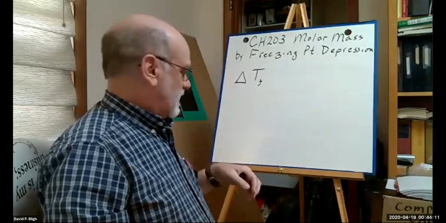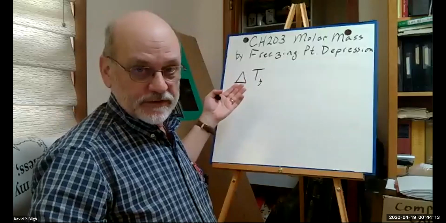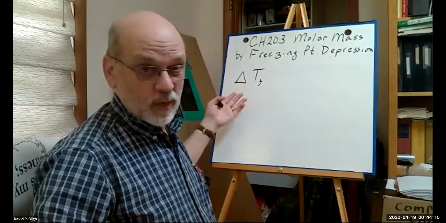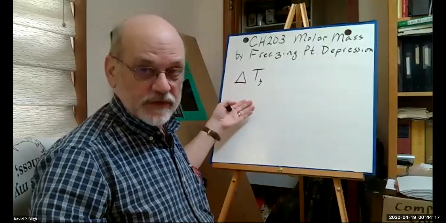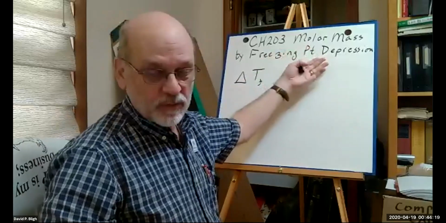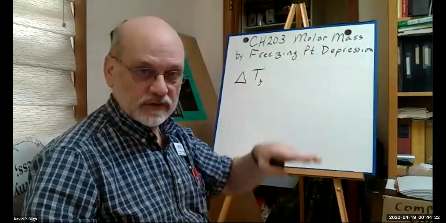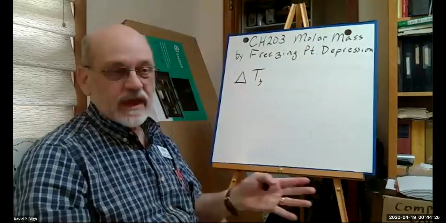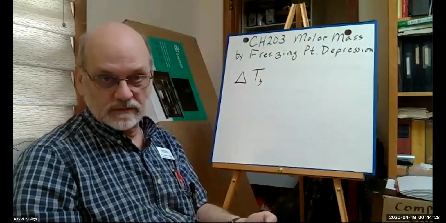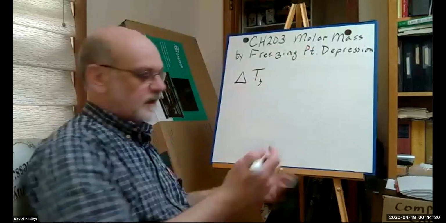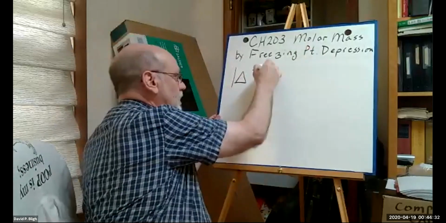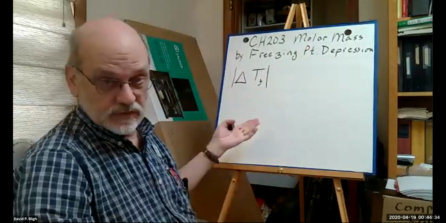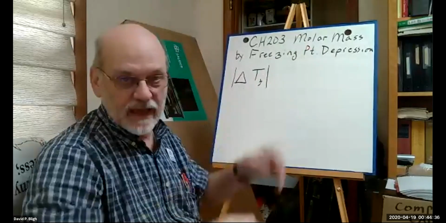Now, the interesting thing about this difference is it doesn't matter what the sign is. We know that it's going to be a freezing point depression. In other words, the freezing point is going to decrease after we add the solute. But we only care about the absolute value. How much did it change, right? So we make that an absolute, right? Just take the sign out.